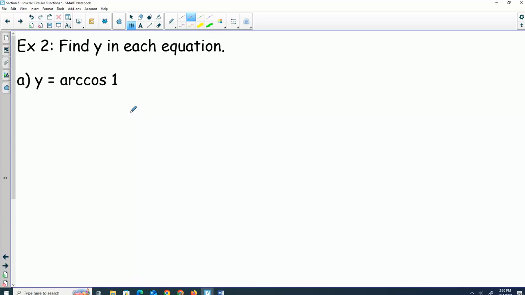Y equals arc cosine of 1. Arc cosine means cosine inverse. So what this means, if you want to write it without the inverse, to move the cosine to the other side, you just drop the inverse. So it's saying cosine of y is equal to 1. You are finding the angle when cosine is positive 1.